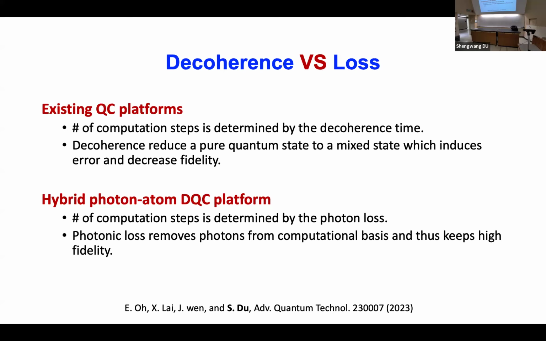Another difference is the photonic loss, as I already showed you, which removes the photon from the computational basis. Basically, you don't detect it. So when you don't detect it, you know something is wrong, and that helps you keep a high fidelity when it is right. So this is something different from the existing other platforms.